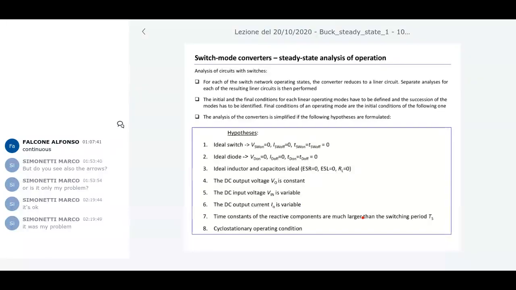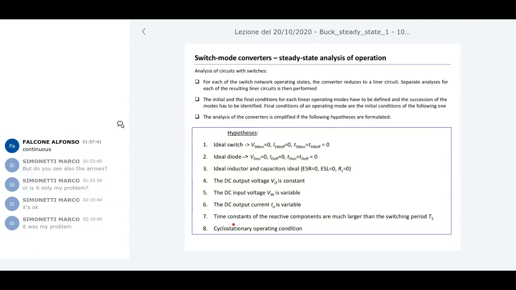So the hypothesis, which is in practice always met, is that the time constants of the reactive components are much larger than the switching period. Yes, the switching period goes from, say, 1 over 20 kilohertz to 1 over 1 megahertz, and the time constants are much larger. This can, let's say, simplify the analysis.